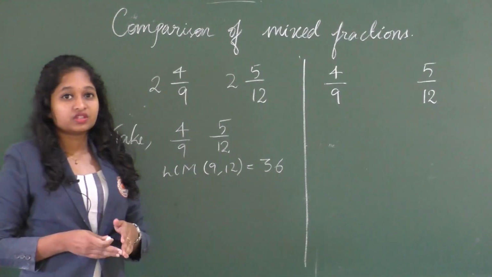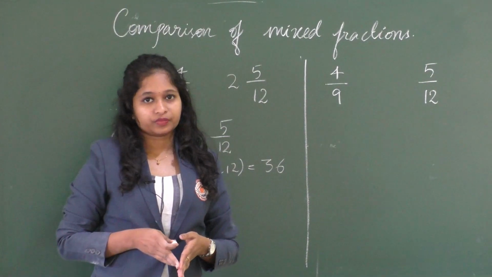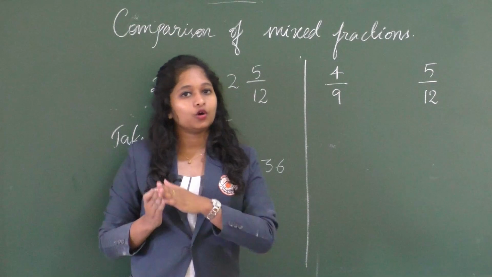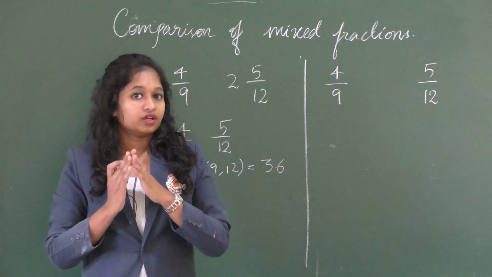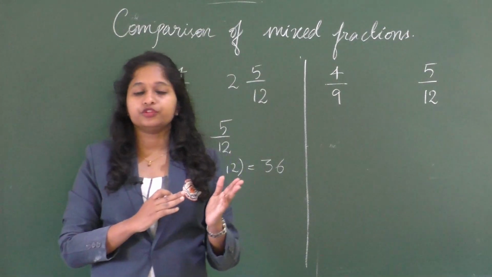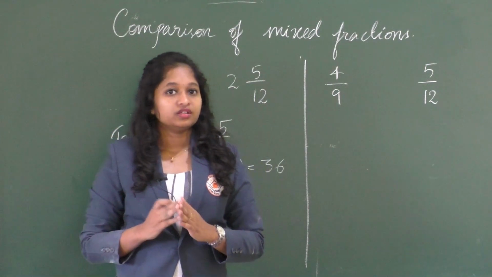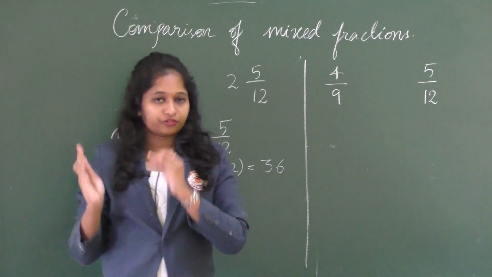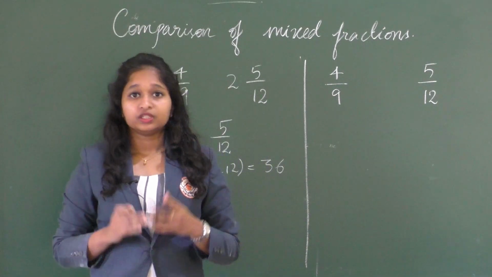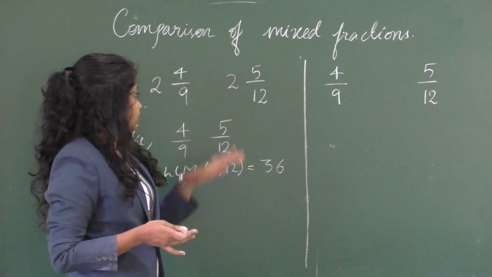Got it? So children, now let's see comparison of mixed fractions. When you get two mixed fractions, first look at the whole part. If the whole part is greatest, for example, if you have 3 and 5 as the whole part, then the fraction with 5 as whole part is the greatest among them. Okay? But when the whole parts are same, what to do? Here I have a question.